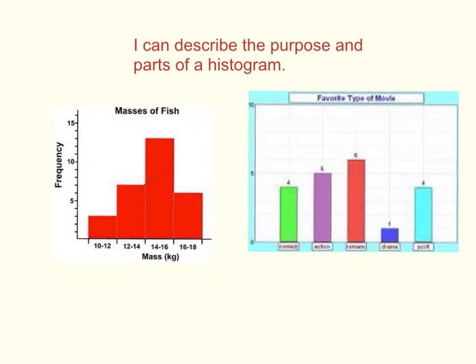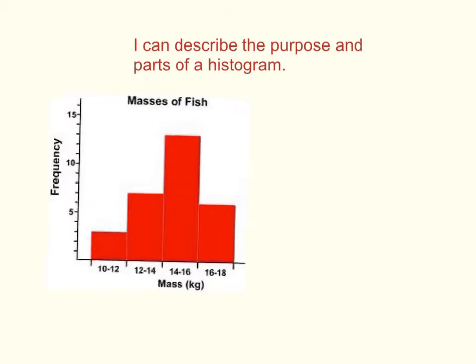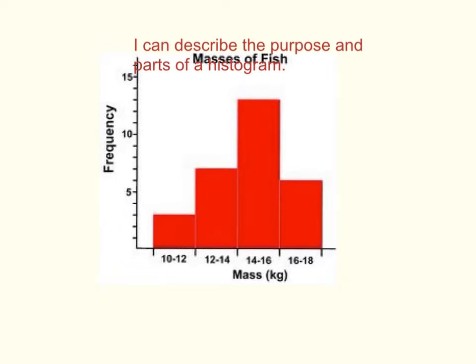Anyway, let's look at an example of the features of a histogram. So here is a histogram. I'm sorry I did not have that large when I first started. So we've got the same one, the masses of fish. Now there's a number of features we can point out. Number one, like all graphs, this has a title. The title clearly explains what the graph is about.